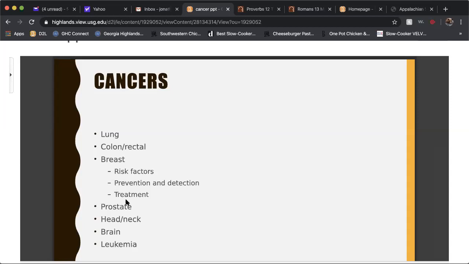We then have cancers of the head and neck. Realize there are lots of cancers of the head and neck area that we can talk about. This could be nose cancer, mouth cancer, ear, eye cancer, throat cancer even. And so with these particular cancers, do you guys know what the leading cause of most head and neck cancers is?